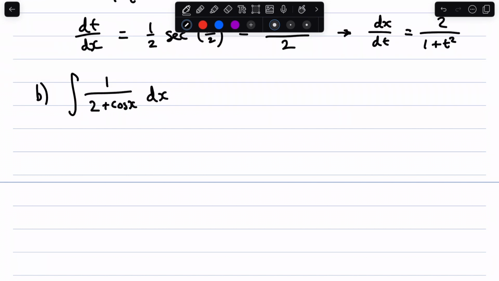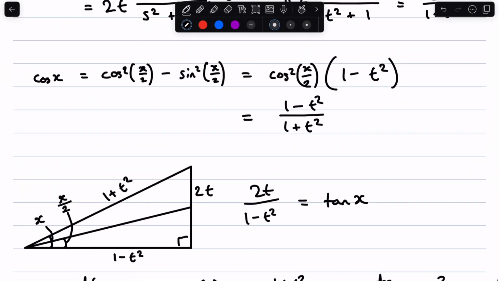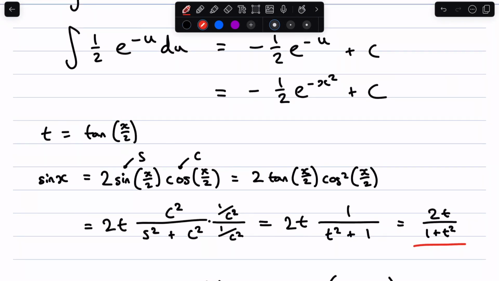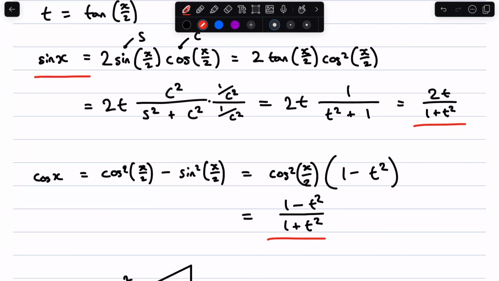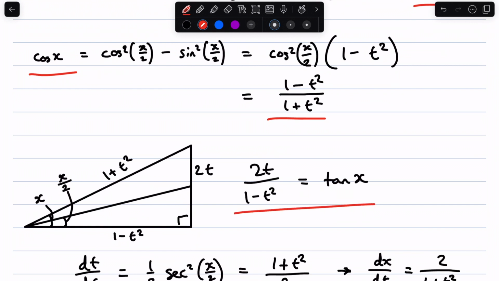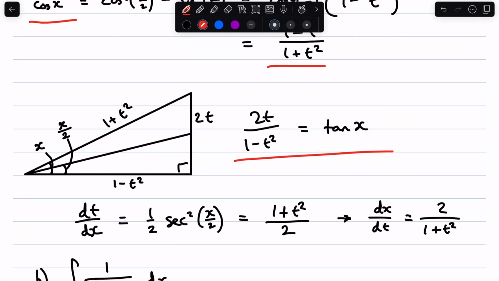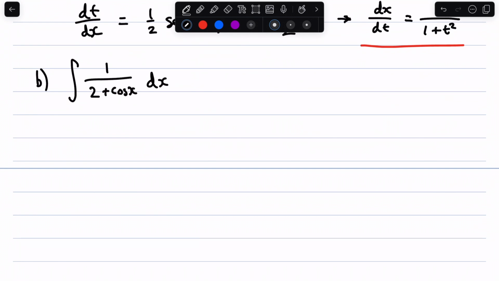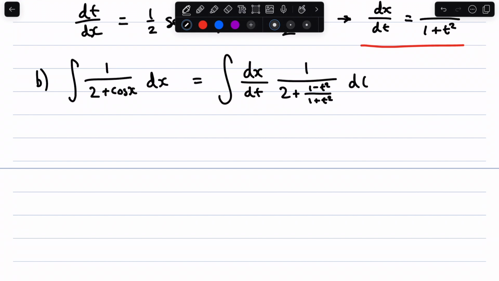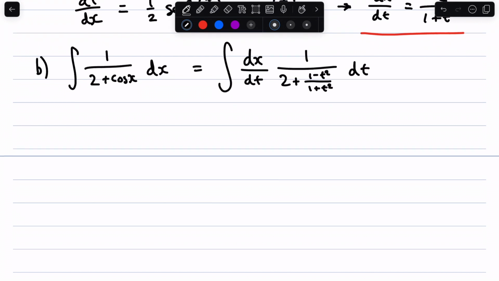Finally, we can use these relations to help us with substitution for an example. So what we're using here are sin x equaling 2t over 1 plus t squared, cos x equaling 1 minus t squared over 1 plus t squared, tan x equaling 2t over 1 minus t squared, and our dx by dt to convert what we're integrating over. If we use our example here of 1 over 2 plus cos x dx, that's the same as saying the integral of dx by dt times 1 over 2 plus 1 minus t squared over 1 plus t squared, times dt. So this dx by dt times dt would give us our dx again, and we've just substituted in our cos x relation.